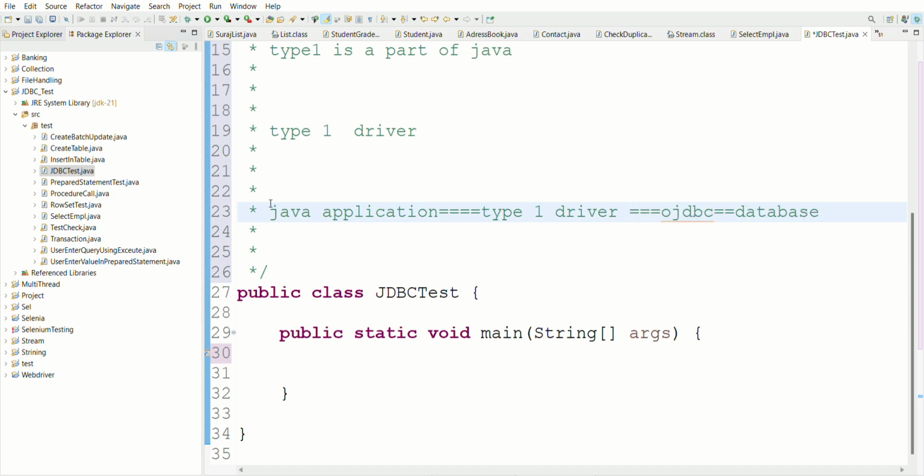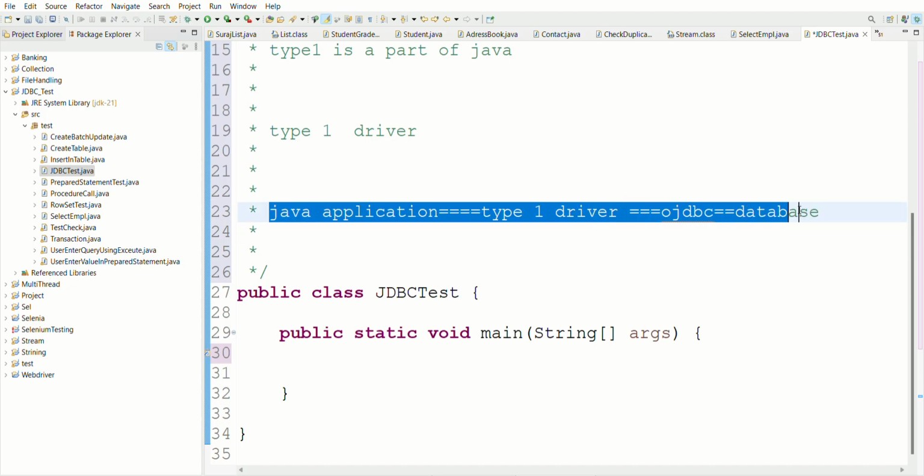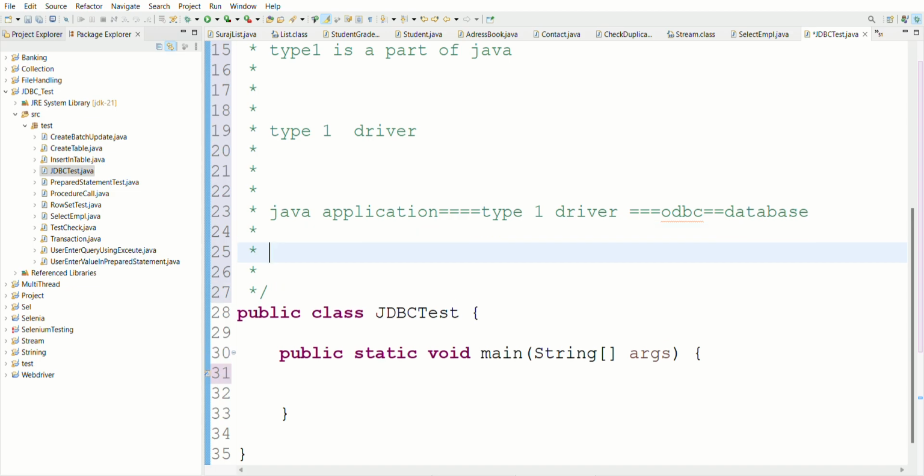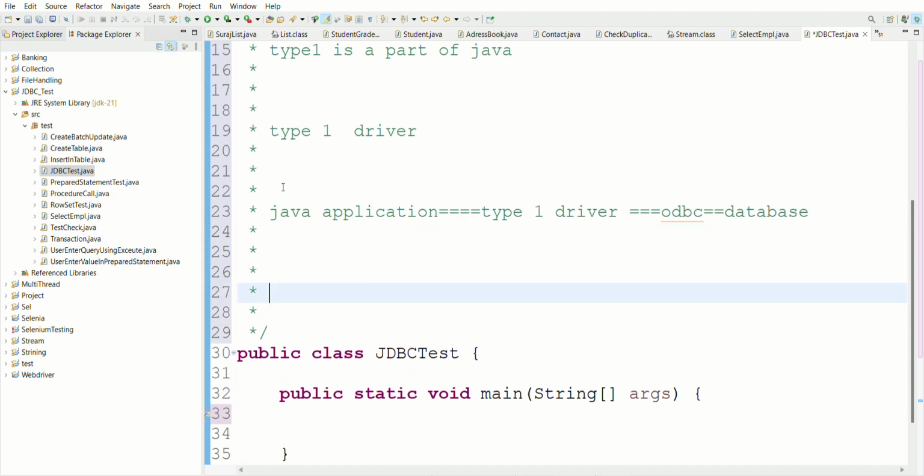To reach from source to destination, we need all of these things in the type 1 driver. At first we need the Java application, which means the Java program that we are writing. Then the type 1 driver is needed, and then ODBC, and then the database. Let me discuss how all these things work from the start.